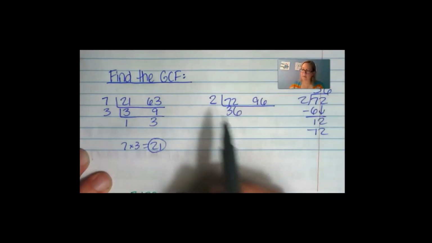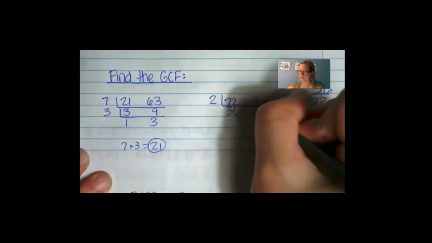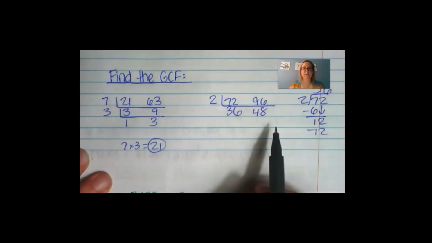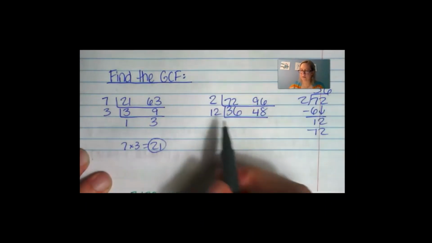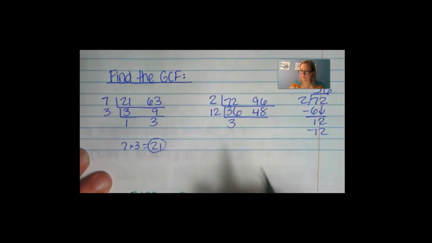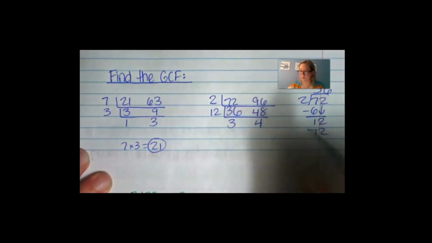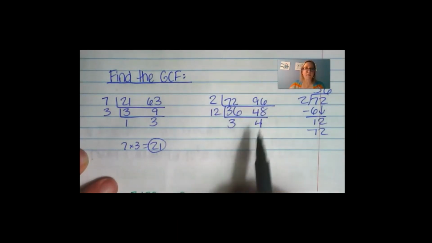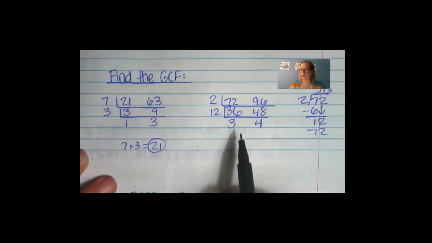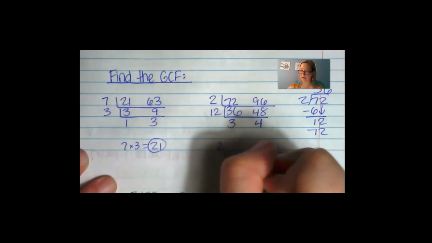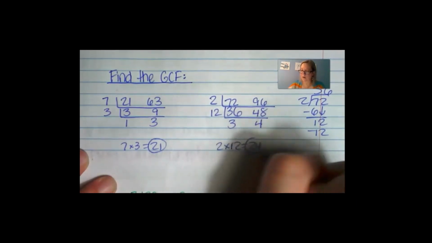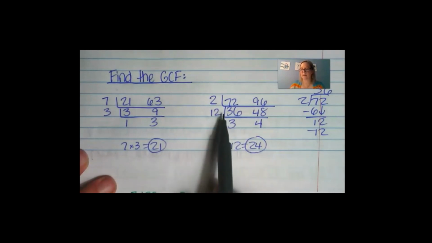And you may not know off the top of your head how many times 2 goes into 72, so you would need to divide that. And when I divide 2 into 96, I get 48. Now I know that 36 and 48 have a common factor of 12, so I'm going to divide out 12. 12 goes into 36 3 times, and 12 goes into 48 4 times. I can't go any further because 3 and 4 only have a common factor of 1. So I stop here. I'm going to take what's on the left and multiply. So 2 times 12 is 24. So that tells me my greatest common factor of 72 and 96 is 24.